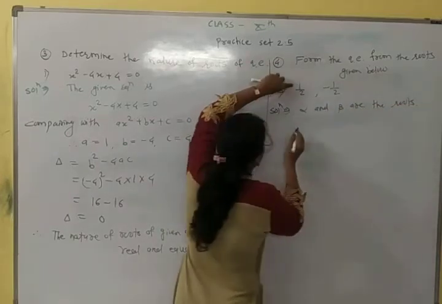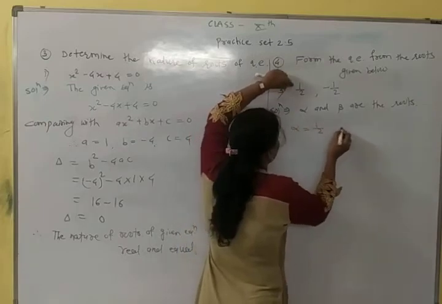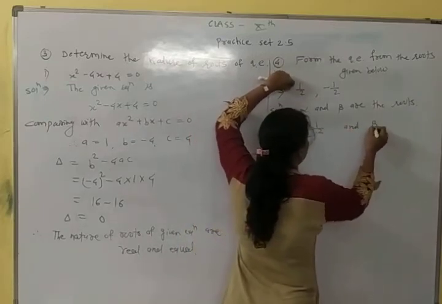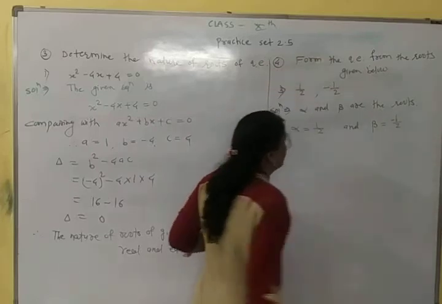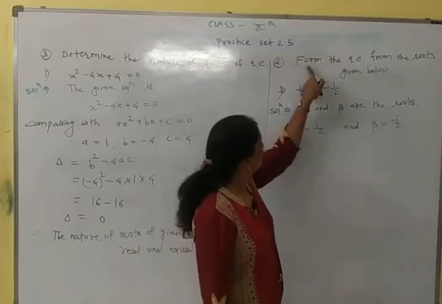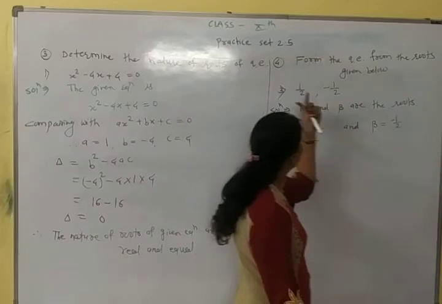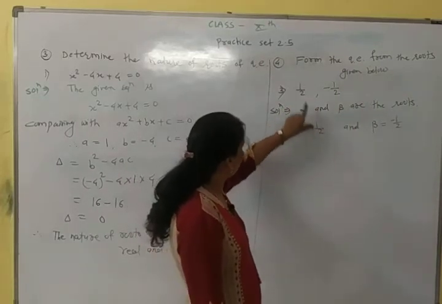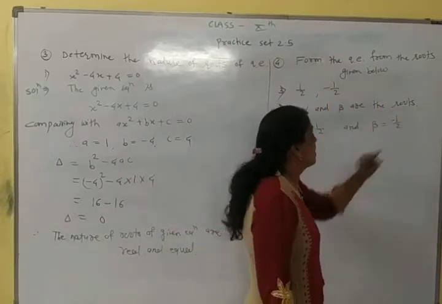Okay, therefore alpha equal to 1 by 2 and beta equal to minus 1 by 2, because there are 2 roots. Form the quadratic equation from the roots. Therefore alpha and beta are the roots. The value of alpha is 1 by 2 and the value of beta is minus 1 by 2.